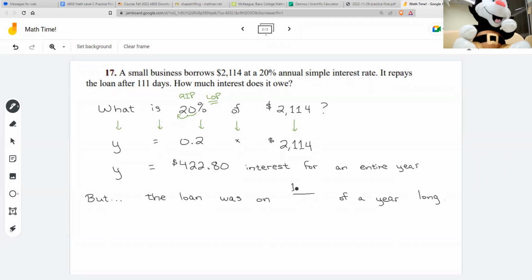If I put 111 on the top, what number goes on the bottom to make a fraction of a year? 365. Right, exactly. Everyone see why that's the fraction of a year that happened? So then all we're wanting is to put those two pieces together. If it was a whole year, it would be 422.80. But it's not, it's that smaller amount. So what arithmetic operation will smash those together appropriately?